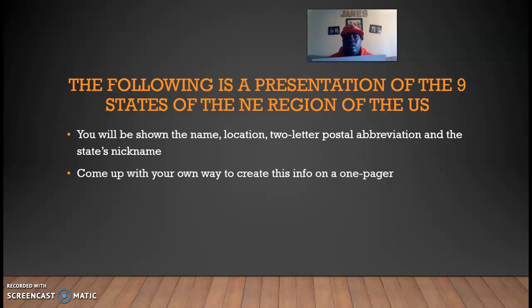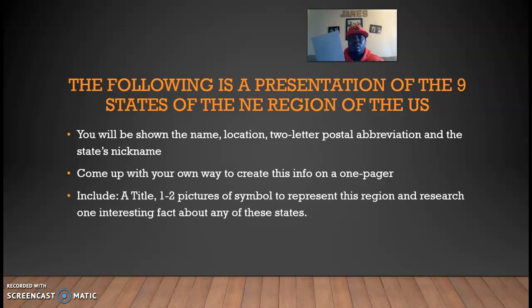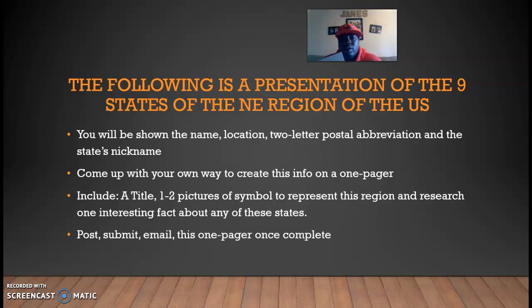You are going to then come up with a one-pager on your own piece of paper. On that one-pager, you're going to include a title, 1 or 2 pictures of symbols that represent this region, and one interesting fact about these states. And I would also include what you're supposed to know: the list of names, states, abbreviations, and capitals somehow on this. Okay? You're going to post and submit and email this one pager. Once it's complete, take a picture.